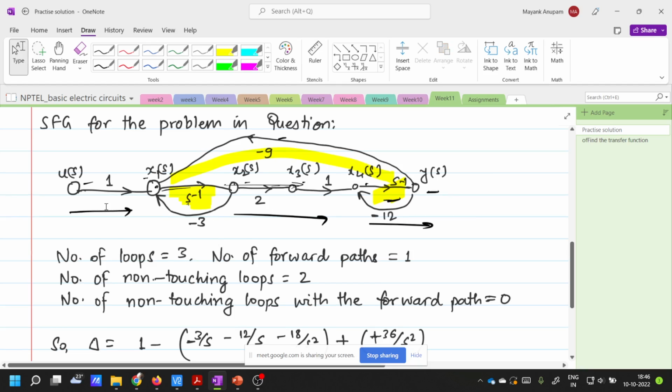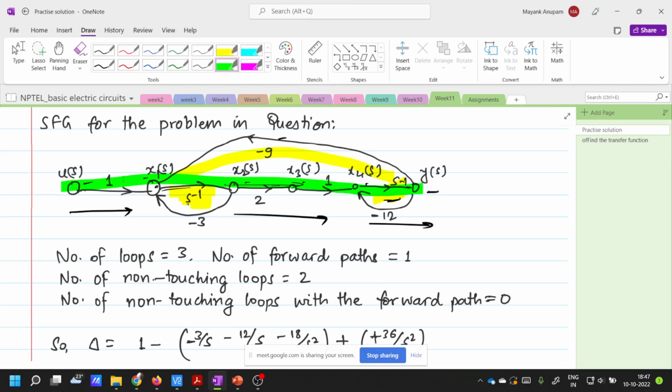Now, how many forward paths are there in this case? So what is a forward path? A forward path is a path from the input to the output, where no node is touched more than once. Okay, that is a forward path. The direction of arrows matters here. From input to the output you can see there is only one forward path, right? u to x1 to x2 to x3 to x4 to y directly. There is no other forward path. This is the only forward path here.